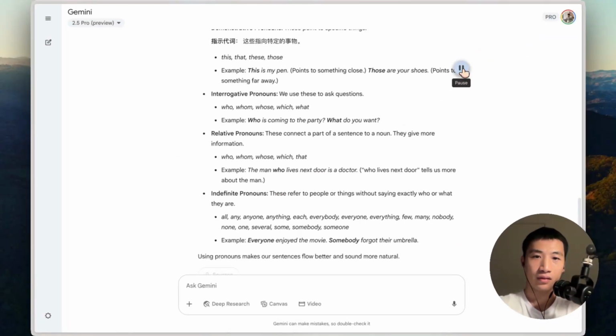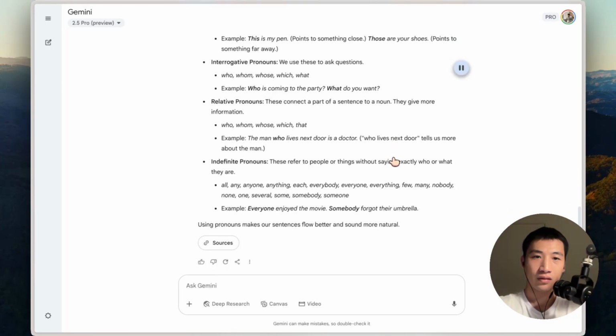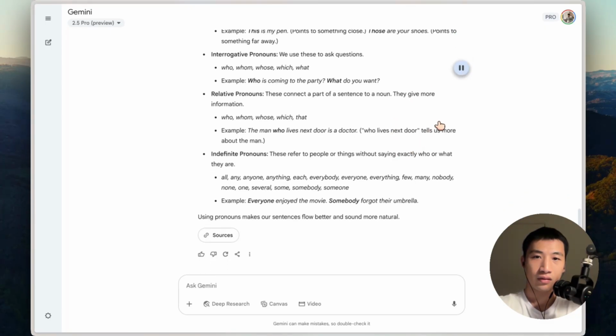Indefinite pronouns. These refer to people or things without saying exactly who or what they are: all, any, anyone, anything, each, everybody, everyone, everything, few, many, nobody, none, one, several, some, somebody, someone. Example, everyone enjoyed the movie. Somebody forgot their umbrella. Using pronouns makes our sentences flow better and sound more natural.